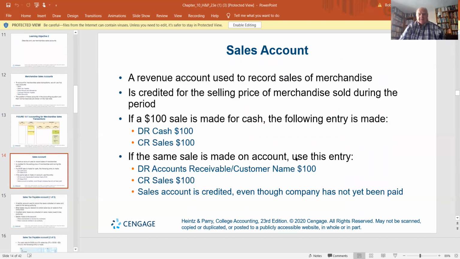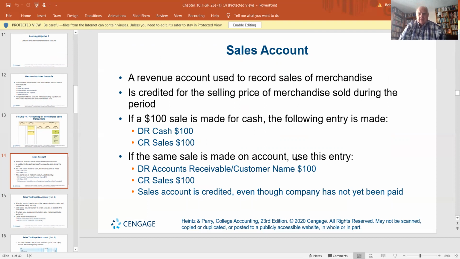The sales account. Well, we should know a lot of this already. It's a revenue account used to record, guess what, the sales. It's credited for the selling price of the merchandise sold. And let me emphasize that it's credited for just the selling price of the merchandise sold. It does not include any sales tax, okay? And that's an important thing to remember as we go into a few journal entries coming up.